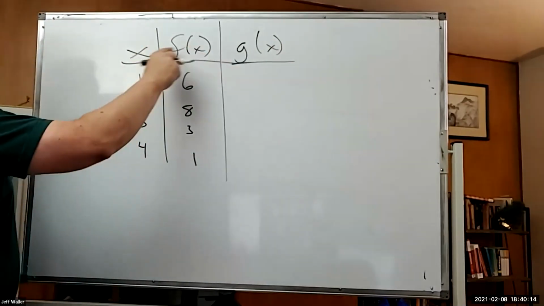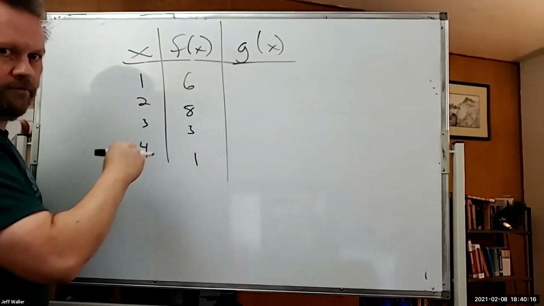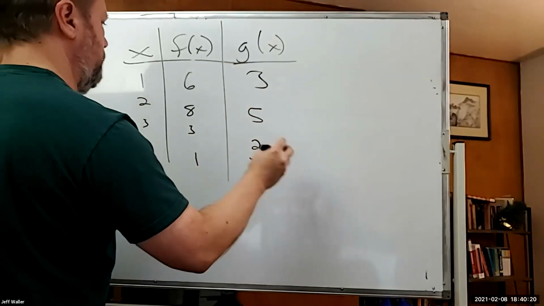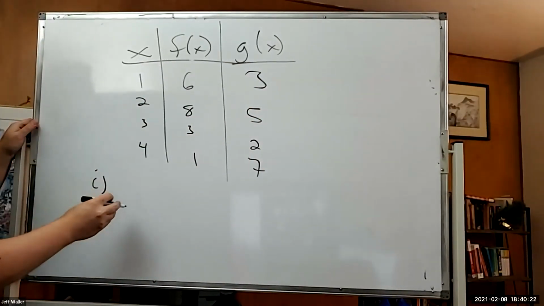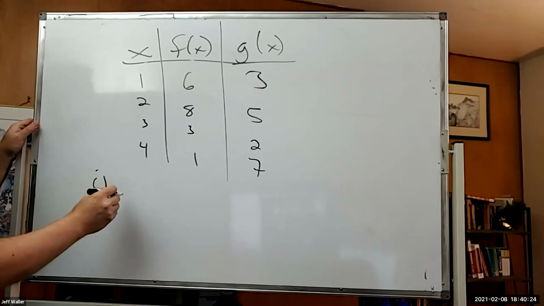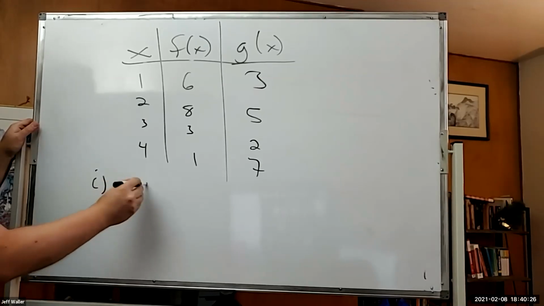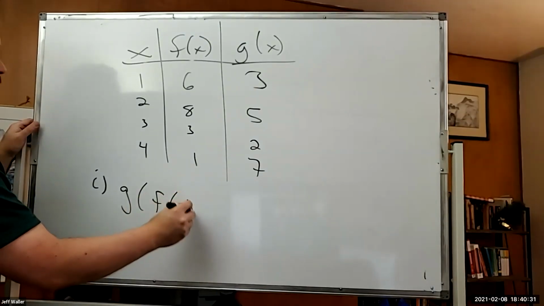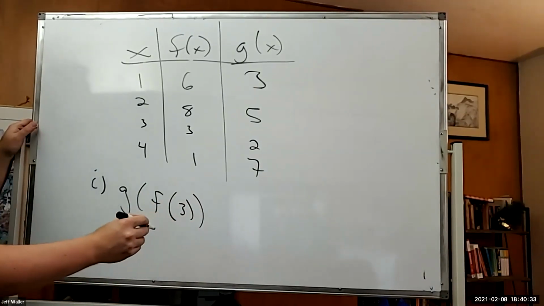So it's like an XY table with two different Ys, right? Let me see if I can make up my own problem here. Let's see. What would G of F of 3 be?